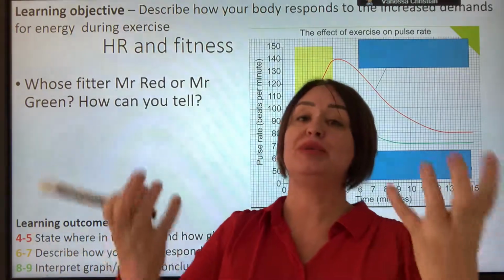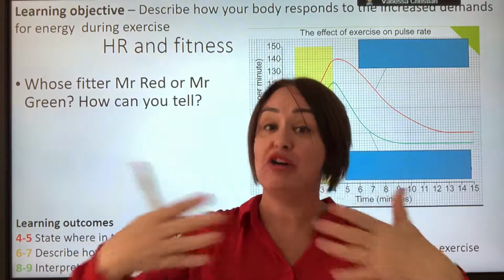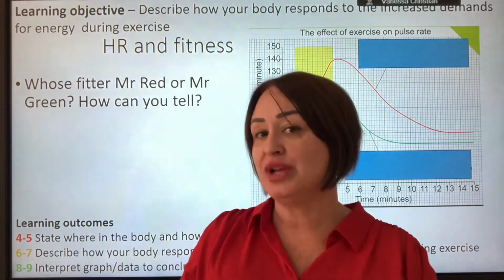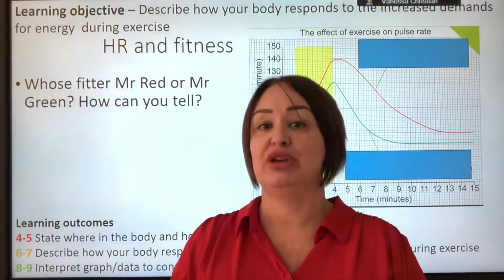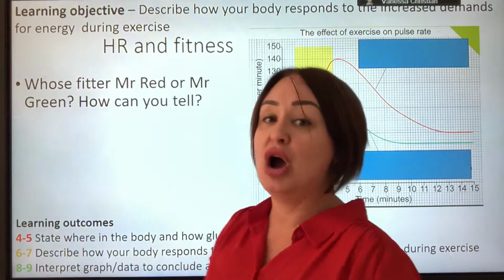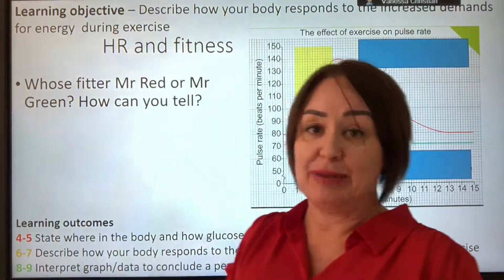Well, we know that normally we breathe in oxygen, and so what we do is we increase the number of breaths we take per minute, we increase the breathing rate, but we also increase the depth of our breathing. In other words, with each breath, we take in a greater volume of air. So that's how we get more oxygen.